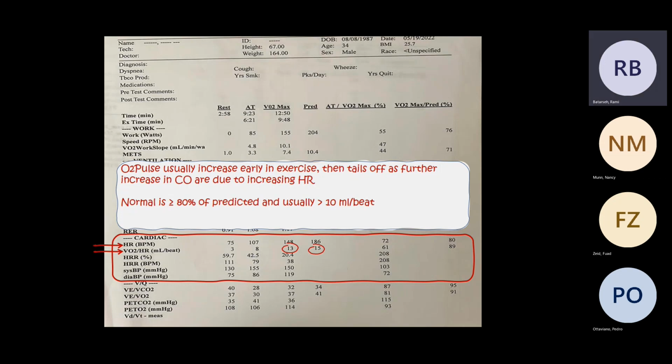All right. So O2 pulse usually increases early in exercise, then tails off, as further increase in cardiac output will be due to what? To the heart rate increase. And normal is more than 80%. And this patient's cardiac output and heart rate were normal. Is that right? Heart rate was more than 80% and cardiac output or stroke volume was more than 80%. Good. So we looked at 2 parameters in the heart.